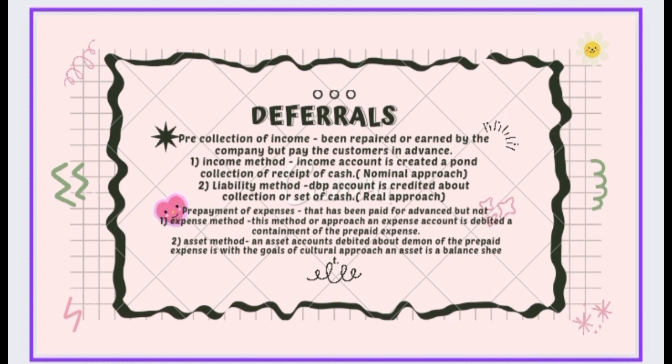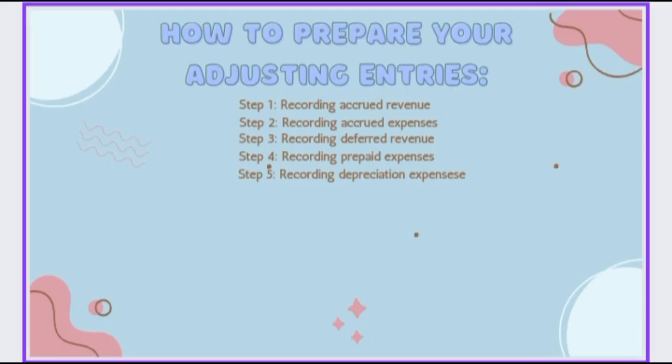And now, we already know the different types of adjusting entries and what their components and types are. Now, I'll show you how to prepare your adjusting entries. The first one is to record your accrued revenue. The second is to record your accrued expenses. The third is to record your deferred revenue. The fourth is to record your prepaid expenses. And lastly, record your depreciation expenses.